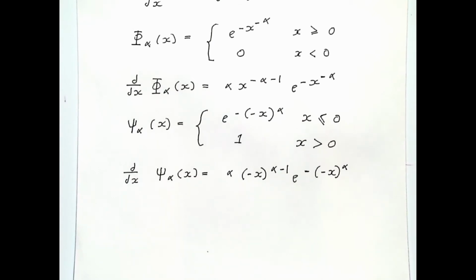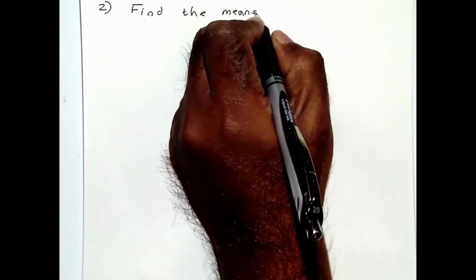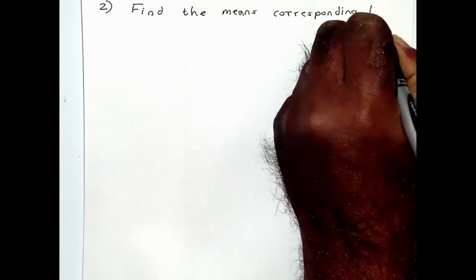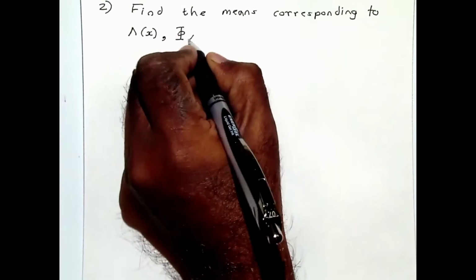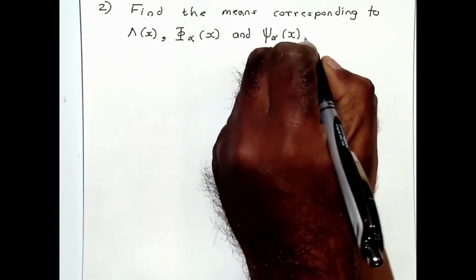So that completes question 1 of sheet 1, and the second question is to find the mean corresponding to the 3 limiting distributions: the Gumbel, the Fréchet, and the Weibull.